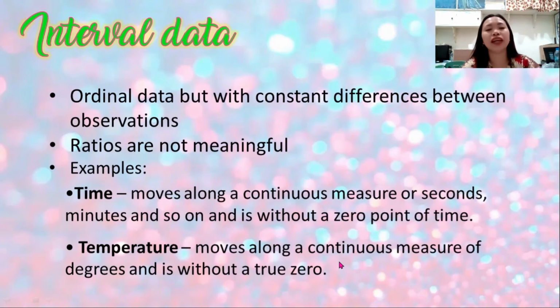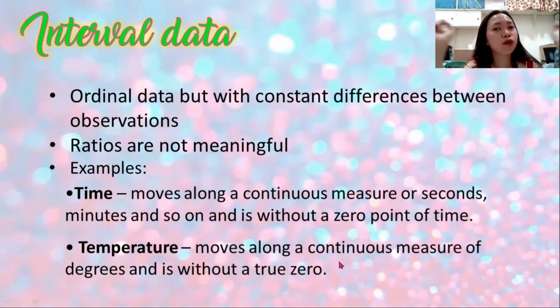Another example I'll give you is IQ, or intelligence quotient. It is interval data, or the interval level of measurement. Why? There is a meaningful difference of 1 point between an IQ score of 109 and an IQ score of 110.